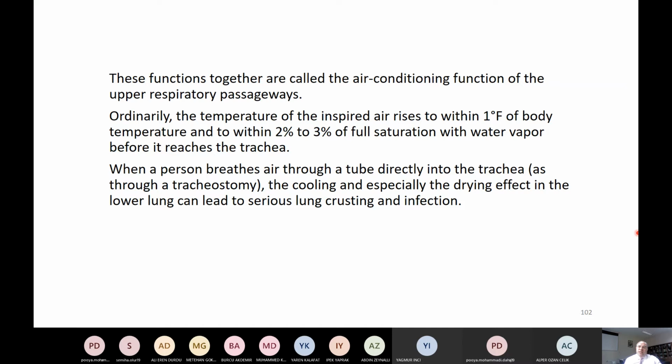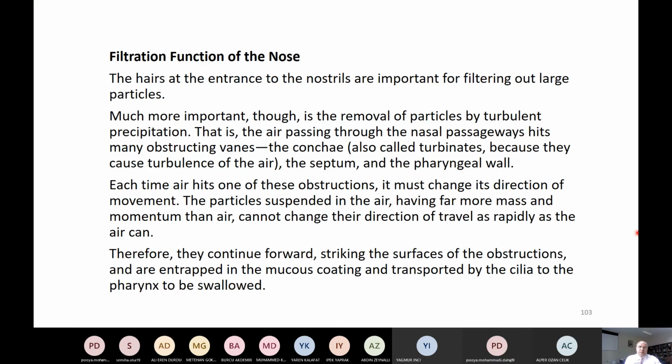When a person breathes air through a tube directly into the trachea, as I said before, it's called tracheostomy. The cooling and especially drying effect in the lower lung can lead to serious lung crusting and infection. Okay, it makes the person vulnerable, susceptible to lung infection, bronchitis, and pneumonia can develop in these patients easily.